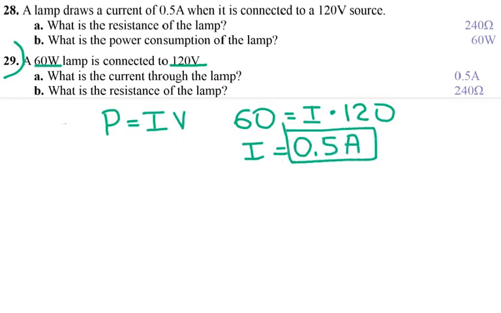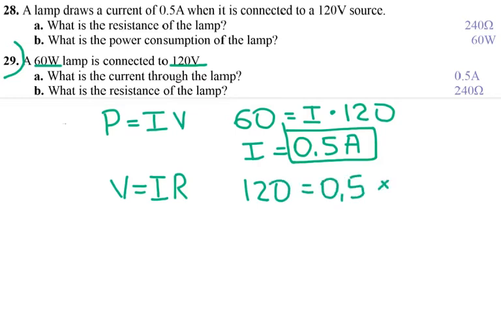And the next question they ask you, what is the resistance of the lamp? So V is equal to IR. The voltage is 120. I is 0.5. And you're looking for the resistance. So the resistance is 120 divided by 0.5, which is 240 ohm.